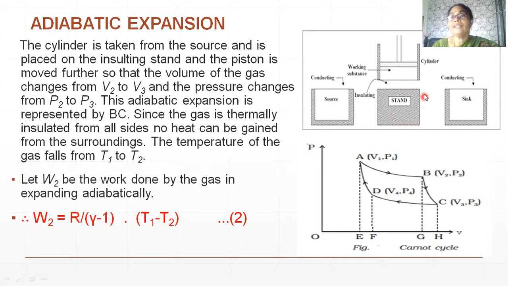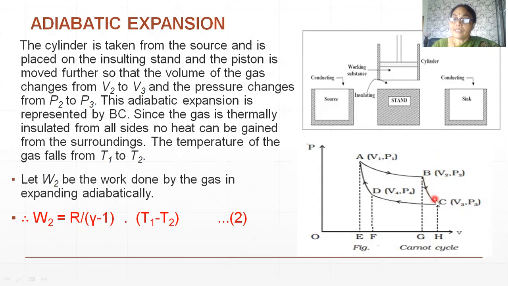Since we are carrying out the adiabatic expansion process, the working substance which was previously on the source is removed from the source and placed on the stand. Now the piston is slowly moved outwards, and the gas expands. The volume changes from V2 to V3 and the pressure changes from P2 to P3. The temperature falls from T1 to T2.